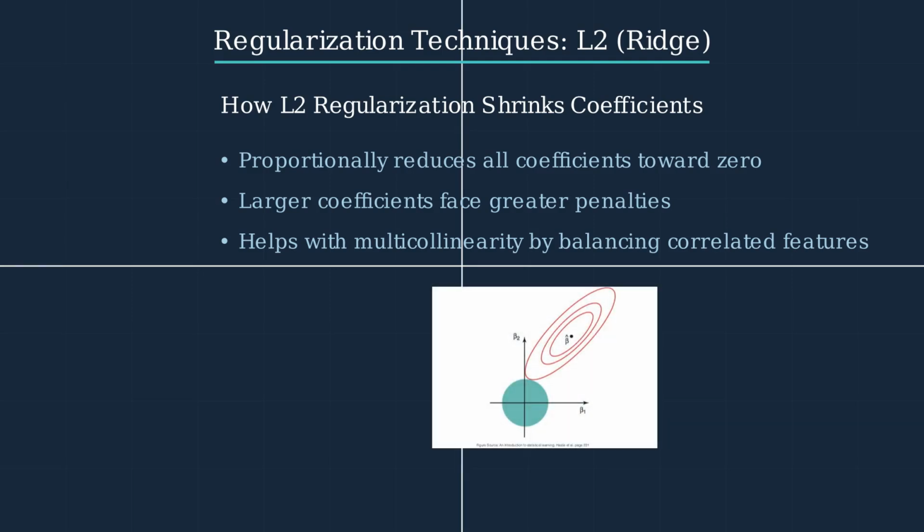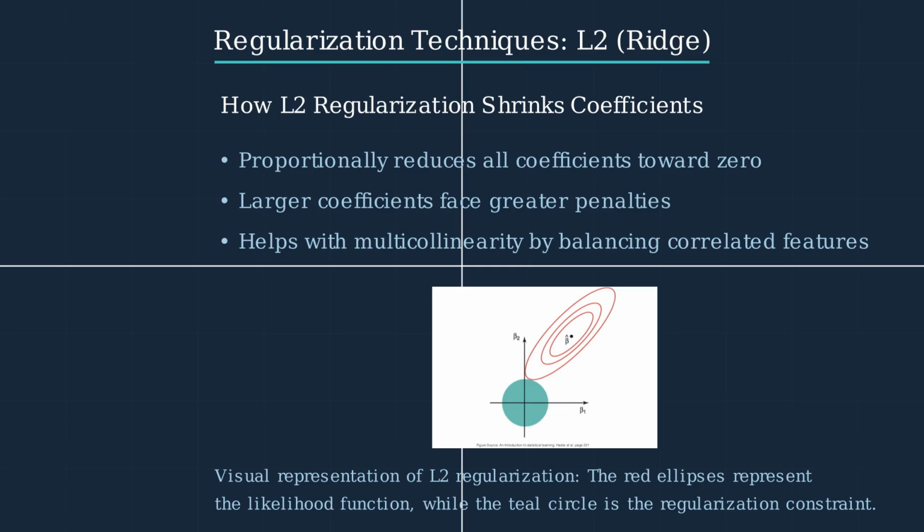This visualization shows how L2 regularization works geometrically. The red ellipses represent the contours of the likelihood function, while the teal circle represents the L2 constraint. The optimal coefficient values are found where these two regions intersect.